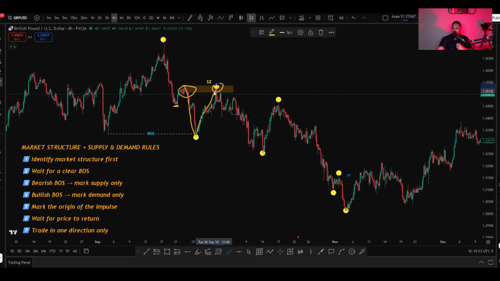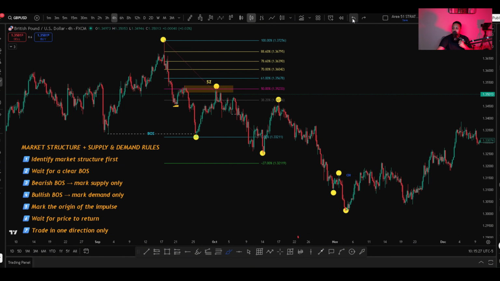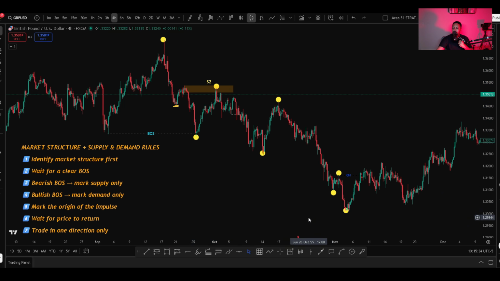So now they wait, they fill some of the orders over here, they create this impulse that created the break of a structure, and then now they're gonna go ahead and fill the rest of the orders now that they have enough buyers at basically a premium zone, okay? At a premium zone, which is the 50% of the Fibonacci ratio.